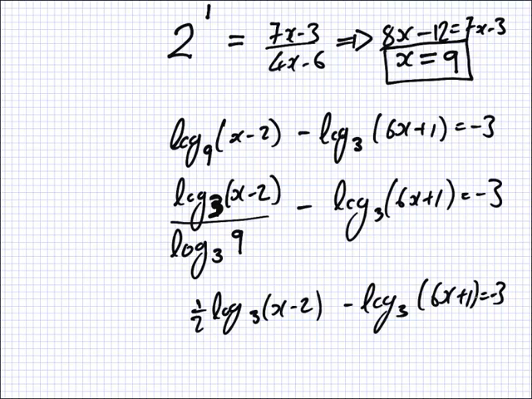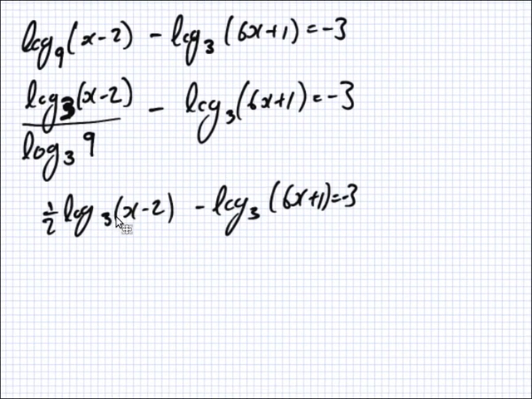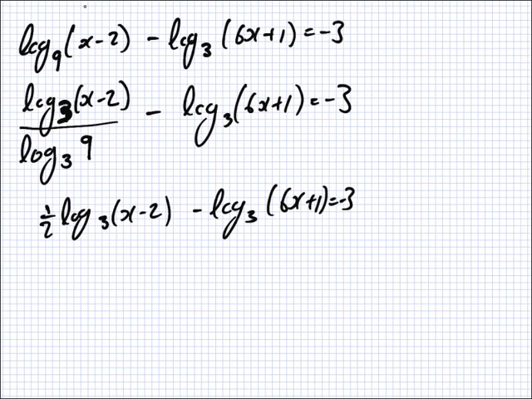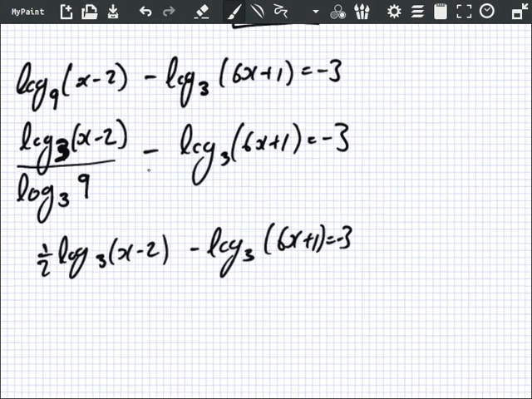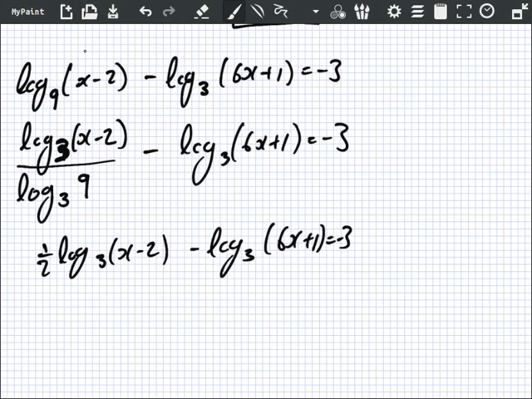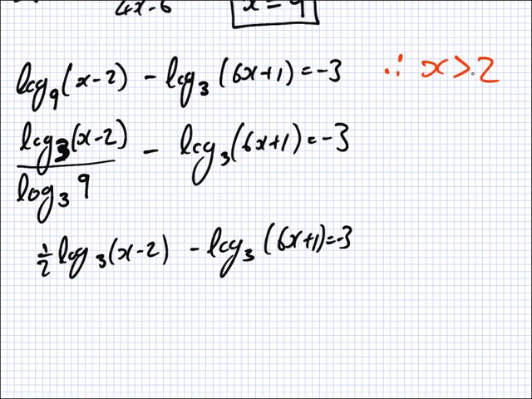Now I cannot use my rule. Oh, I forgot to say at the start, x must be more than 2 and x must be more than minus 1 over 6. Therefore, x more than 2. Okay. Right, what was I saying? Oh yeah. Why can't I use my second rule of logs here? Yeah, correct. So I'll multiply everything by 2.